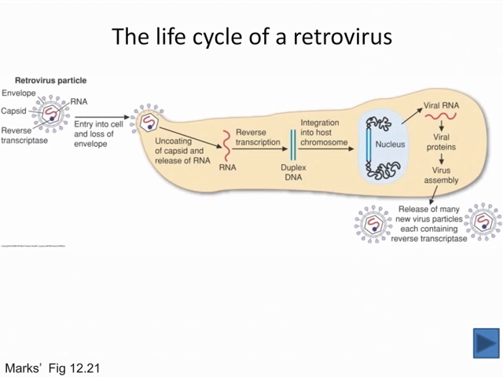Here's the life cycle of a retrovirus. It also contains a reverse transcriptase. So once the virus enters the cell, it's going to use reverse transcription to make that same double-stranded cDNA that we learned about in the previous slide. Once we have our double-stranded cDNA, it's going to be integrated into the human genome, and then it's going to start replicating.